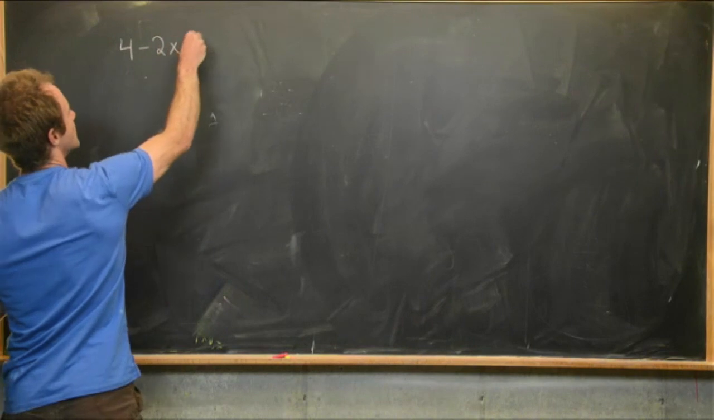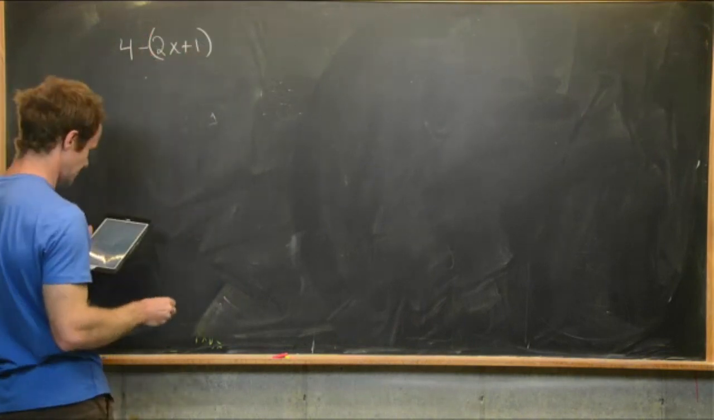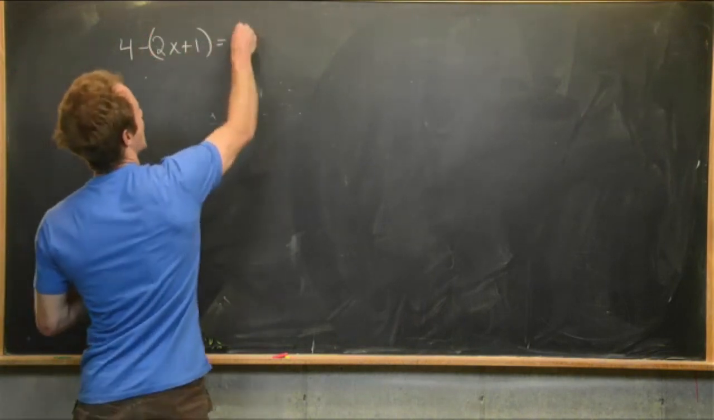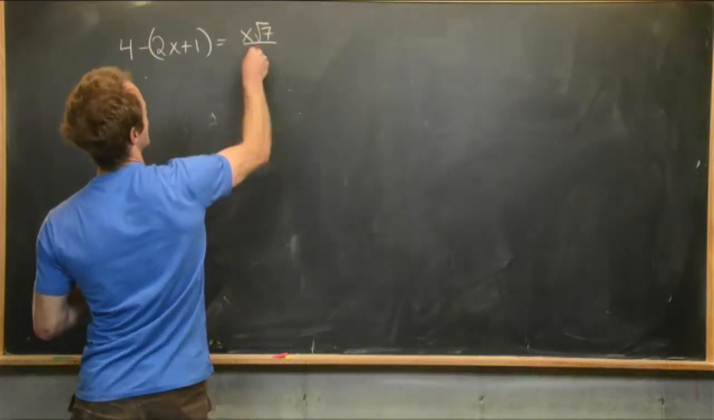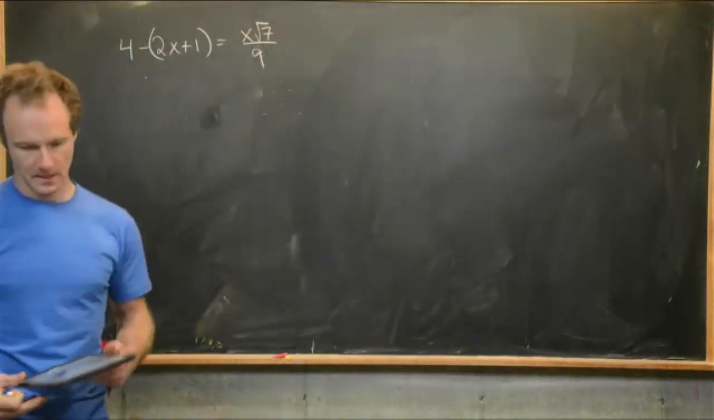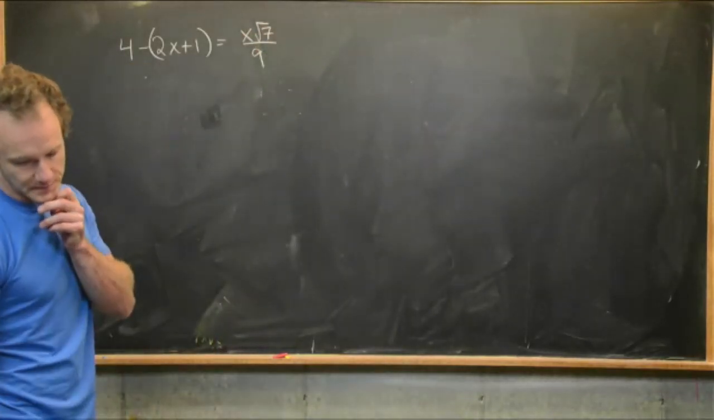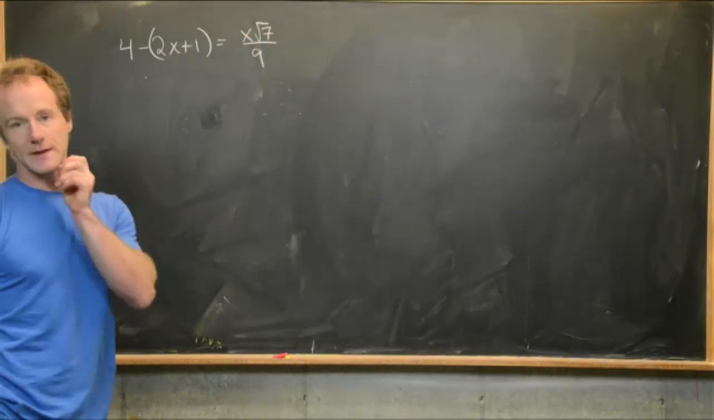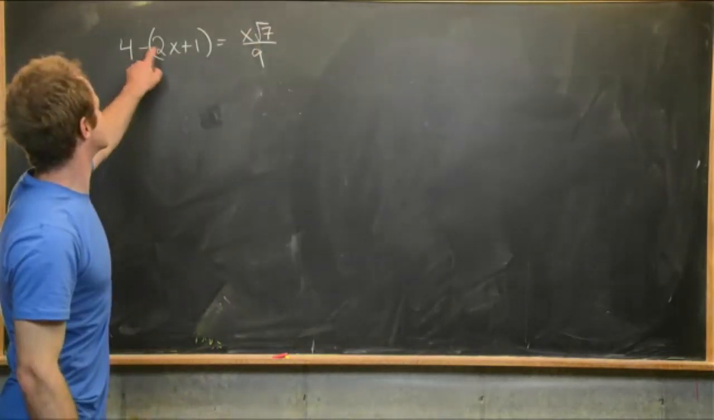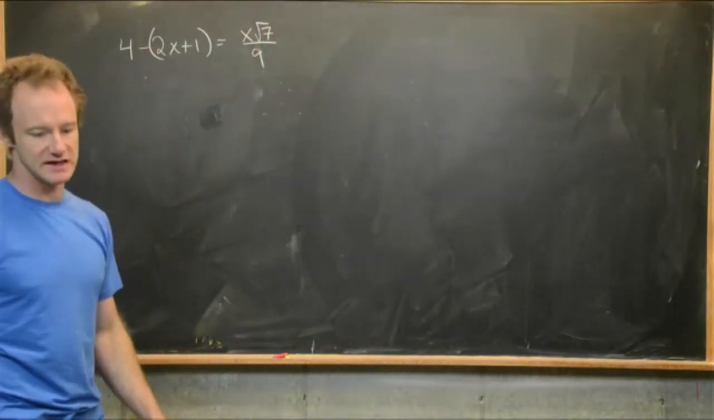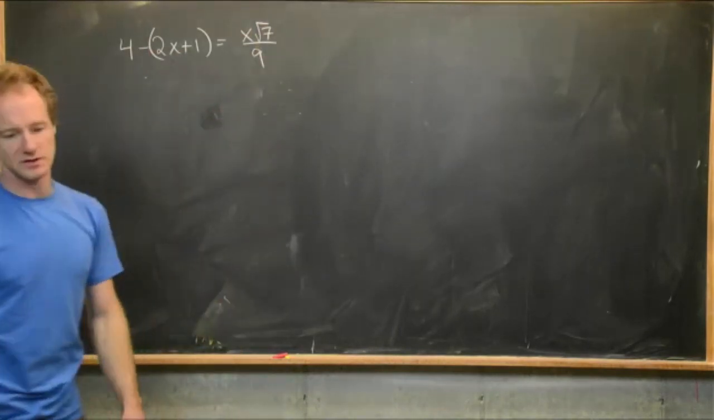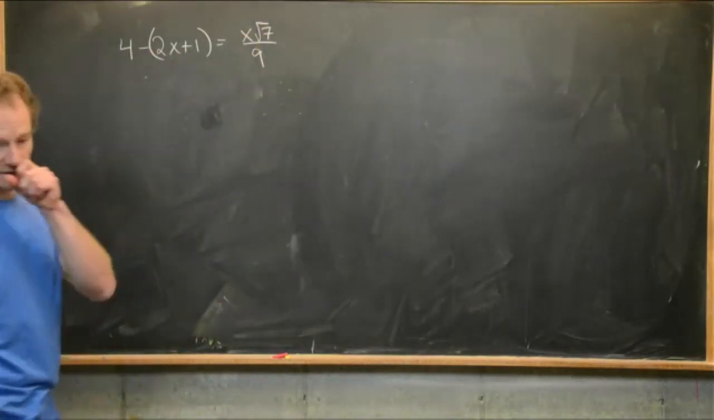2x plus 1, and that's in parentheses, equals x times the square root of 7 over 9. Okay, so I would say there are 2 good first steps here. One would be to distribute this minus sign through to both of these. And the other one would be to multiply the whole thing by 9 to get rid of the fractions.